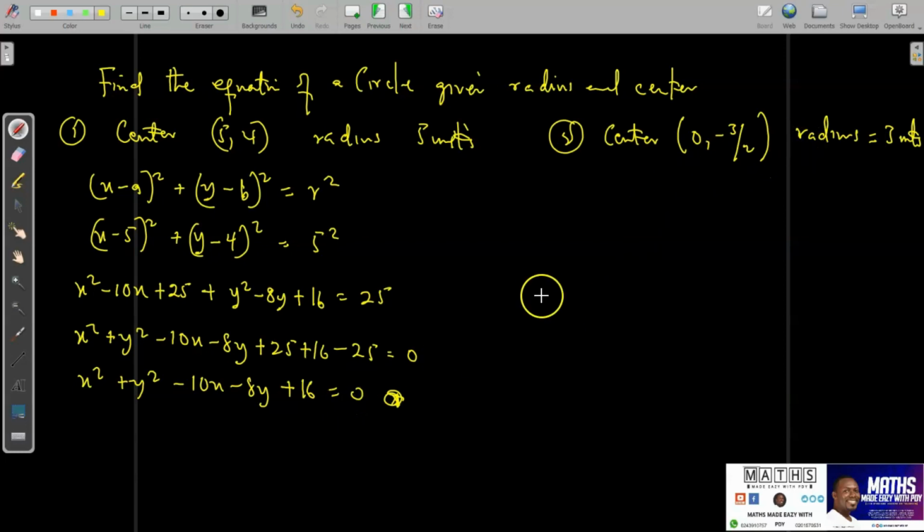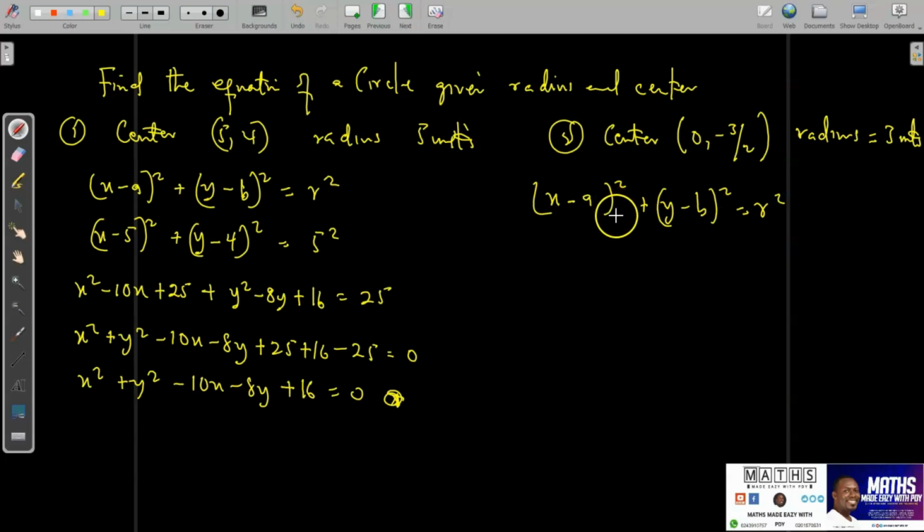Good. Let us take the second one fast. So with the second one, still using the idea x minus a all squared plus y minus b all squared equal to r squared. Where did I say this came from? What idea was used to get this?